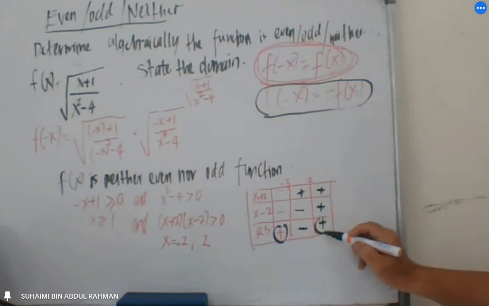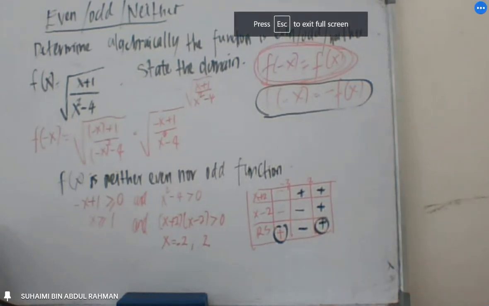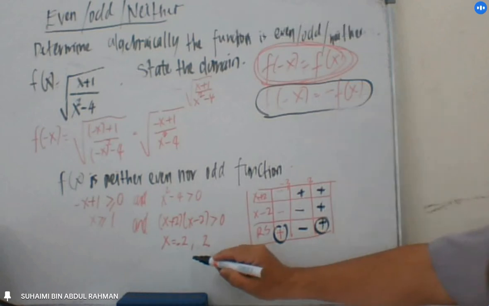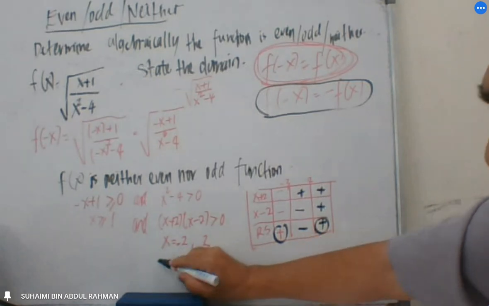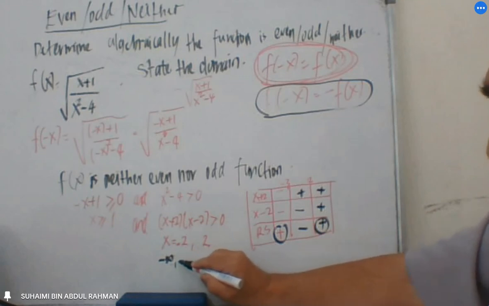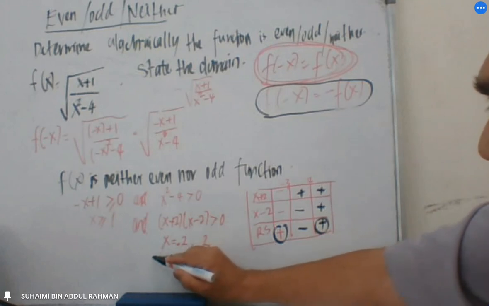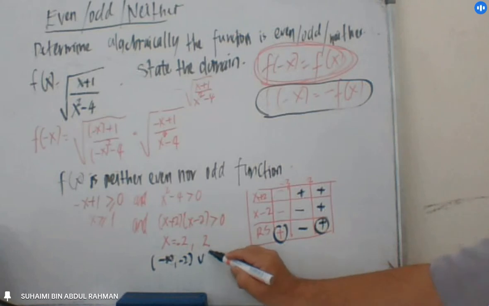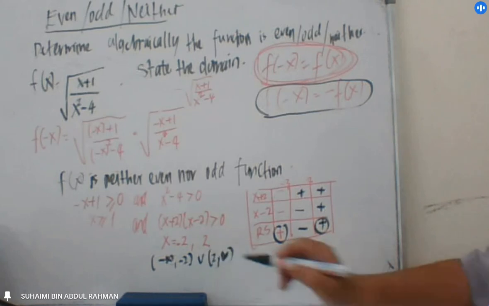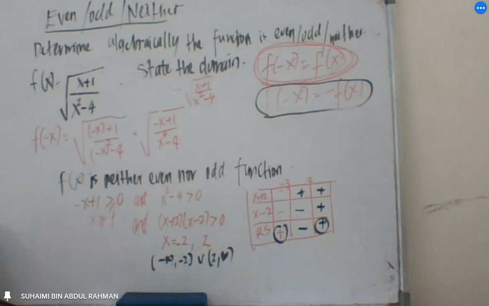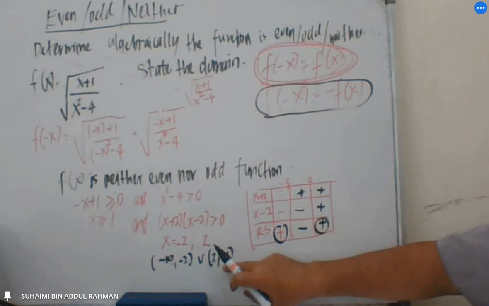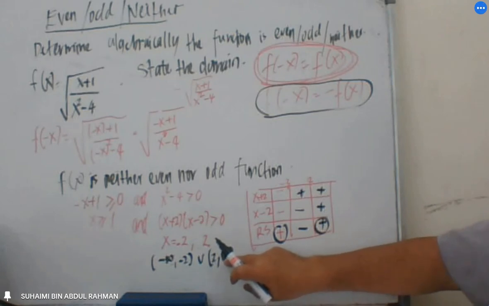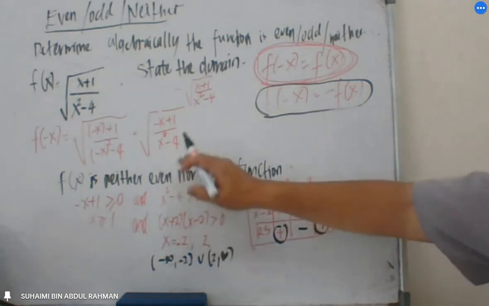This one, right. So, in between minus infinity, minus 2, union with 2, infinity. Right. You get it? That's from right.